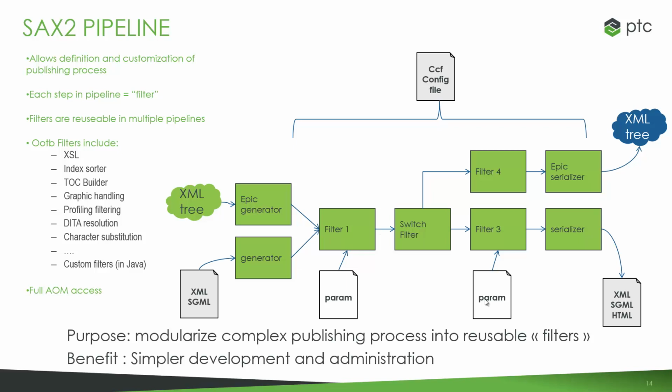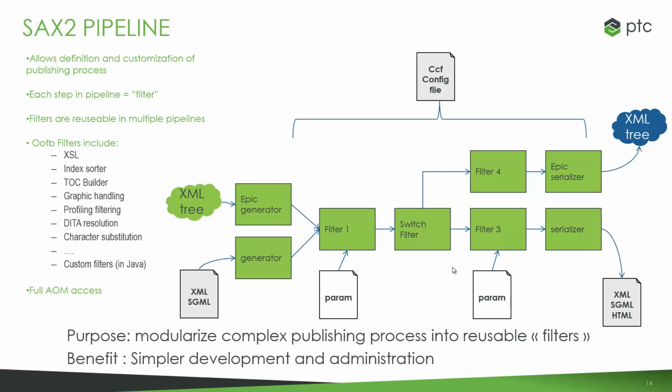SAX presents two main advantages. It is very fast for processing large documents, since it is based on a sequential parsing of the XML stream, and it doesn't require the full XML tree to be loaded in memory. And practically, it simplifies the development, the debugging, and the administration of complex transformations by reusing the filters. For example, if you have different document types to process, each document type may require a slightly different total process. So you can share the filters which are common to each document type and just modify the parameters or the filters for each specific document type.